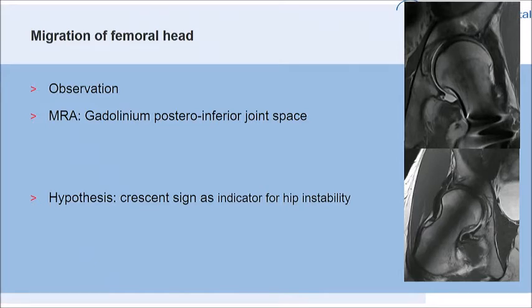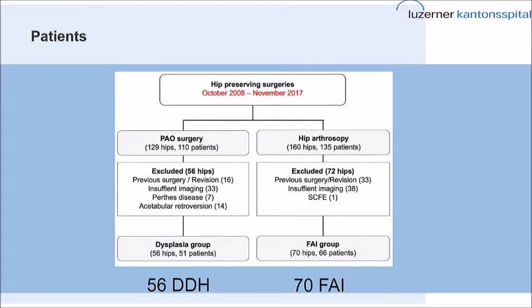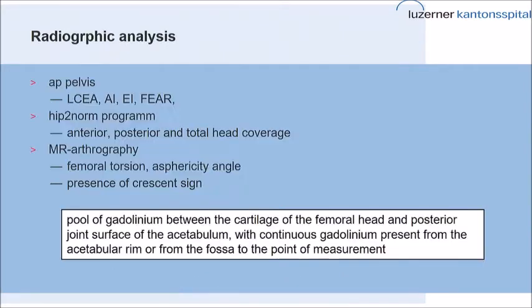Okay, good. So we did a retrospective study on our patients, starting off with 129 PAOs versus 160 hip arthroscopies, and we ended up in two groups with 56 hips treated for dysplasia and 70 hips for FAI, mostly exclusions because of insufficient MRs, because the radial sequences were missing or they just had no MR arthrography.